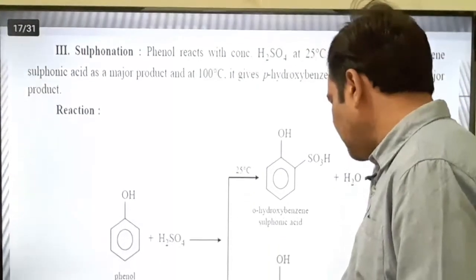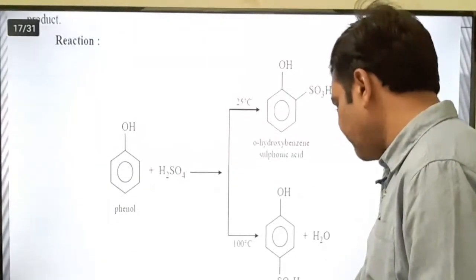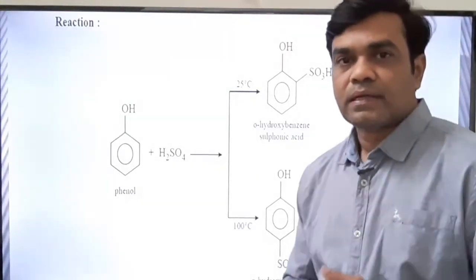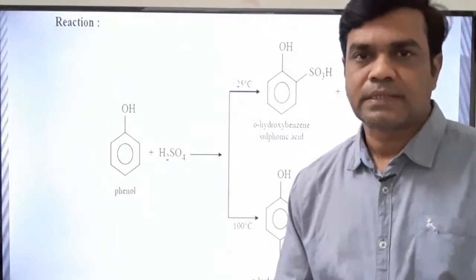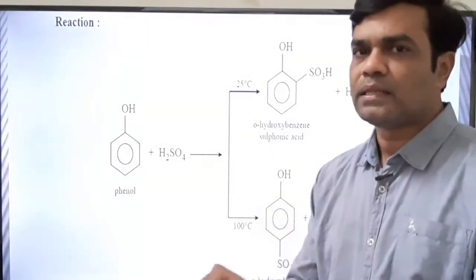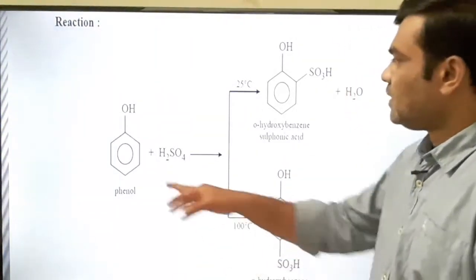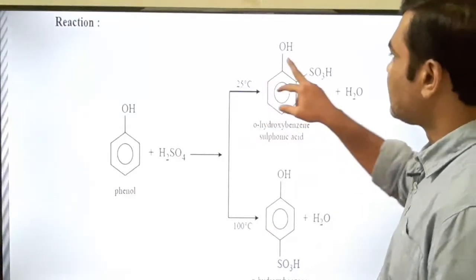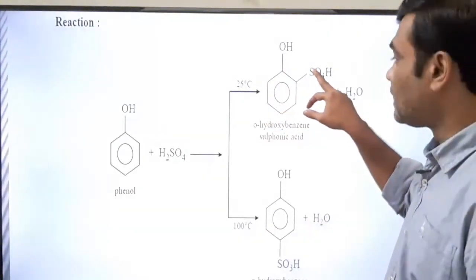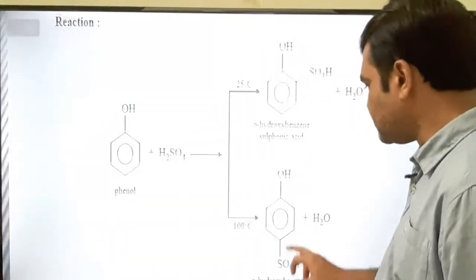Now the third electrophilic substitution reaction of phenol that we are going to see is sulfonation. What do you mean by sulfonation? Electrophilic substitution reaction of the hydrogen of the aromatic compound by the SO3H, that is sulfonyl group, is called sulfonation. Phenol on sulfonation gets converted into ortho-hydroxybenzenesulfonic acid and para-hydroxybenzenesulfonic acid.